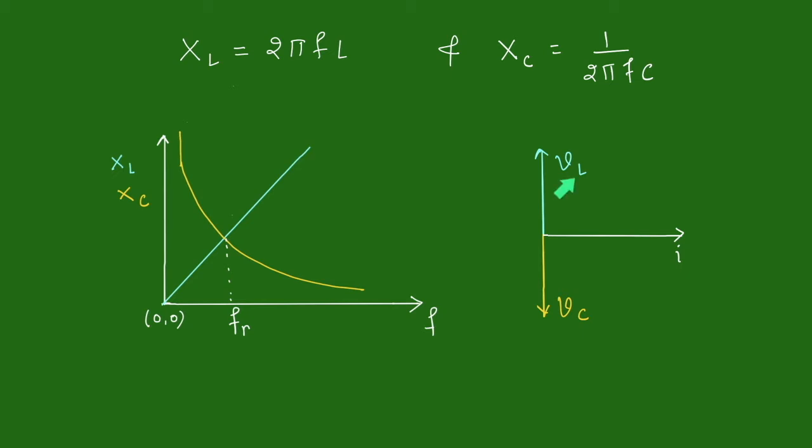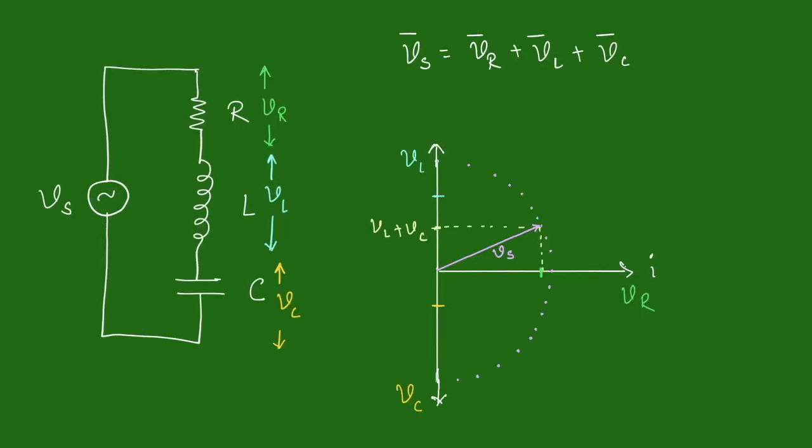But we know that VL and VC are 180 degrees out of phase with each other. Having the same magnitude of the voltages across L and C with a phase difference of 180 degrees, the potential difference across the series combination of L and C will then become 0.